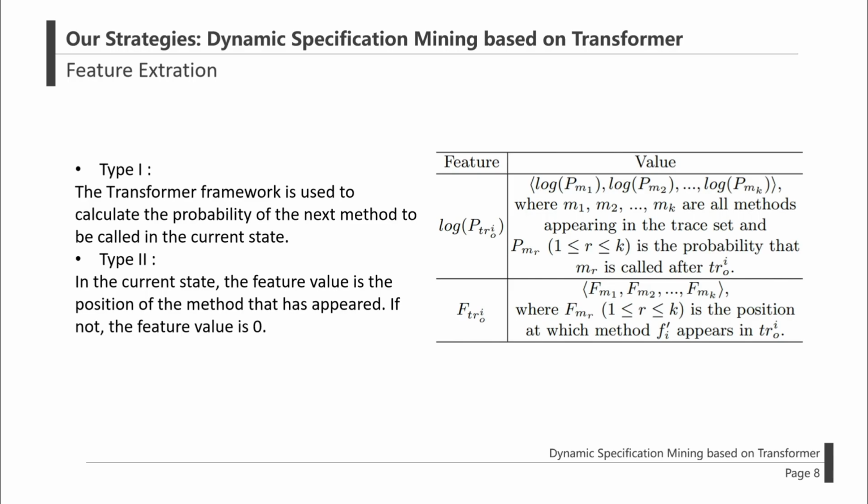The next step is feature extraction. In this step, we extract two feature values to provide more information. The first one is the logic vector for each state obtained using the transform model, logarithmically processing the elements in it. The second one is represented by the position of a method that has already appeared in its current state. If it doesn't appear, the feature value is 0. This feature value not only illustrates if a method is present, but also provides information about the location of the method.